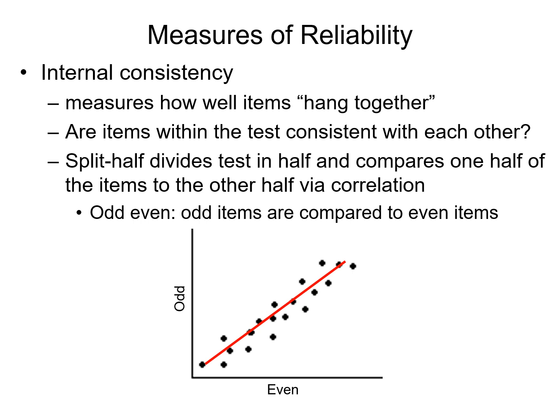One of the ways we can do this is a split half, so we can divide the test randomly into half, or basically odds or even, and compare the items in one half to the items in the other. That's a simple thing we can do with a correlation. This is often referred to as an odds or even comparison.